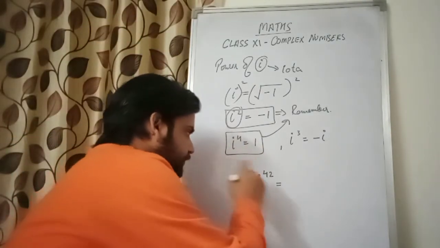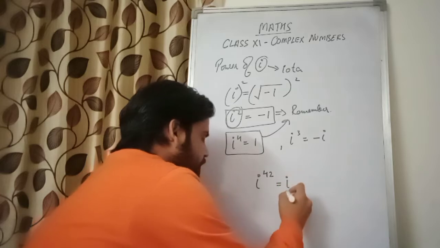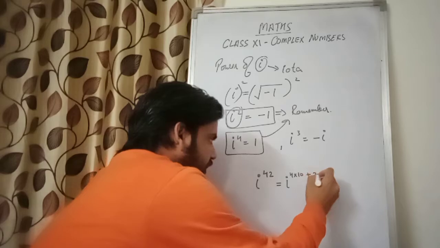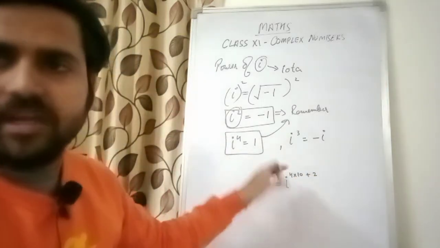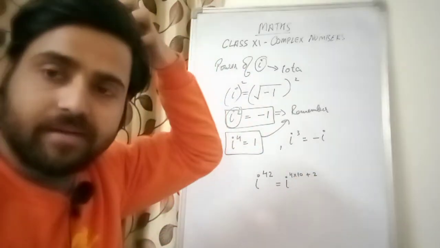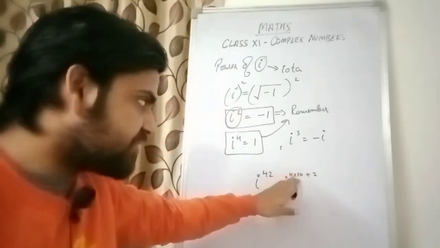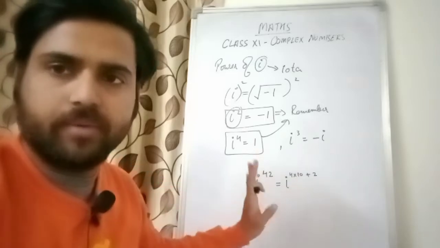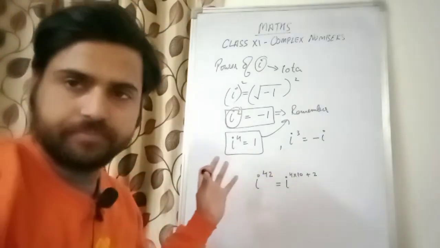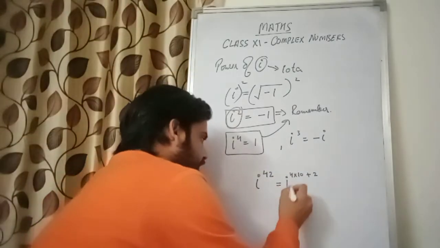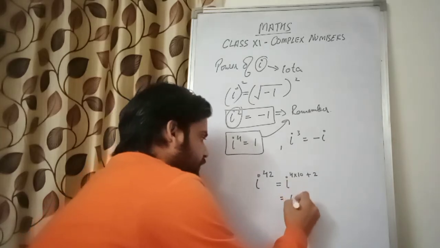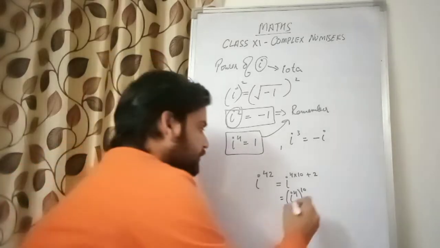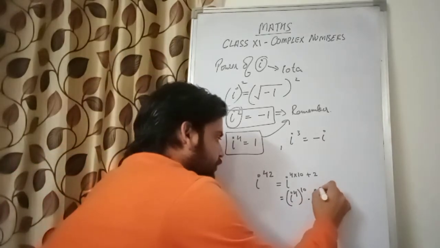can I write this 42 as 4 times 10 plus 2? We can write this 42 as 4 times 10 plus 2. We have to represent the power in terms of multiples of 4 plus some extra power, depending on this power. So I know that this will be I to the power 4 to the power 10 dot I to the power 2.